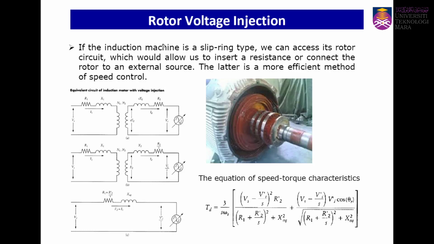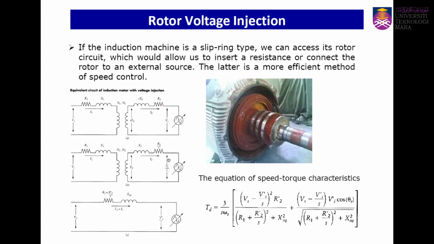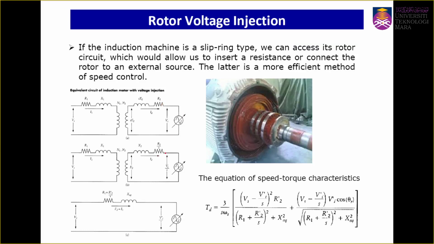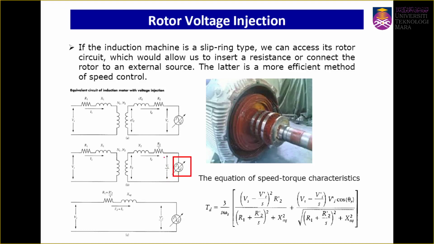So next we have this rotor voltage injection. If you can get hold of the rotor side, instead of a short circuit here, which is normally the case, with R2' over S, the circuit is normally short-circuited here. But instead of that, we inject the voltage here, a voltage supply to the rotor side, so that you can control the speed of the motor.